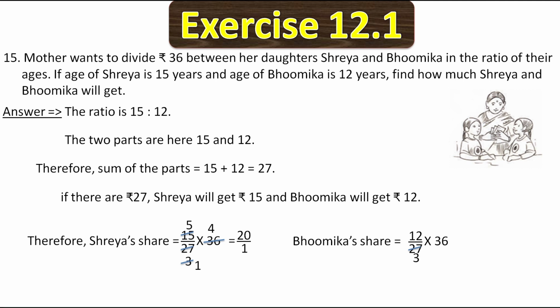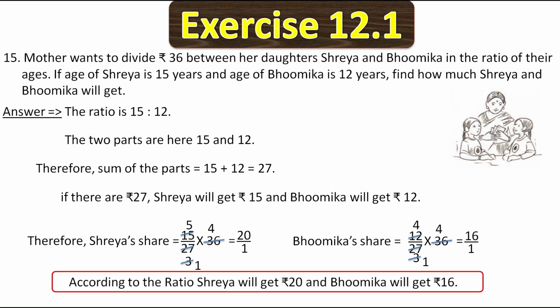Now again I'll divide it by 9. 9 3s are 27 and 9 4s are 36. 3 1s are 3 and 3 4s are 12. So I got the answer as 4 4s are 16, 16 upon 1. That means according to the ratio, Shreya will get rupees 20 and Bhumika will get rupees 16.